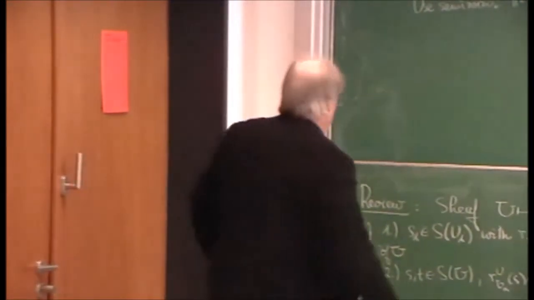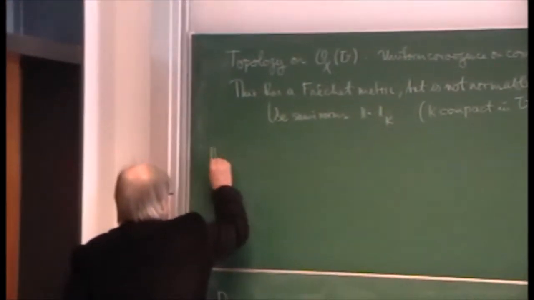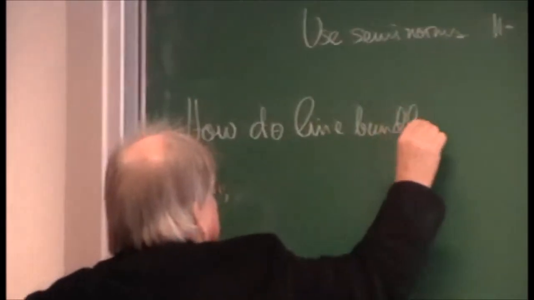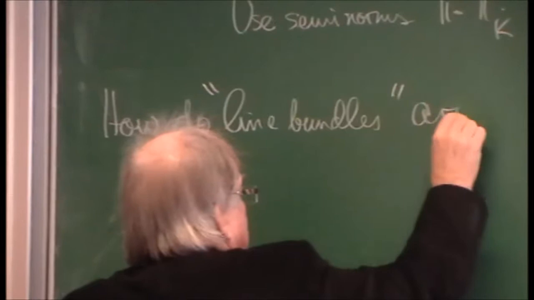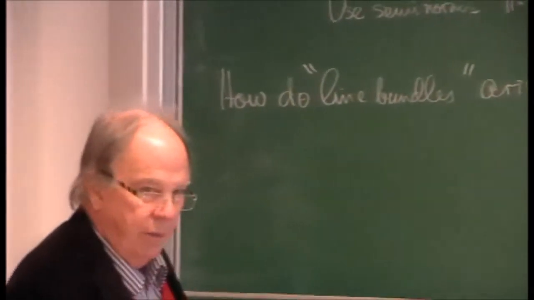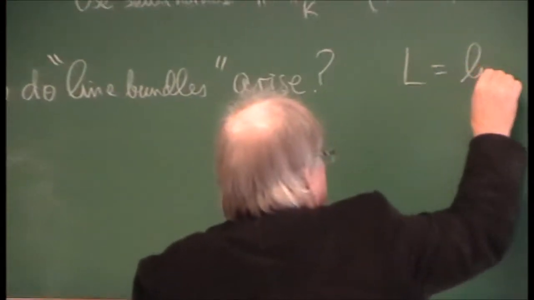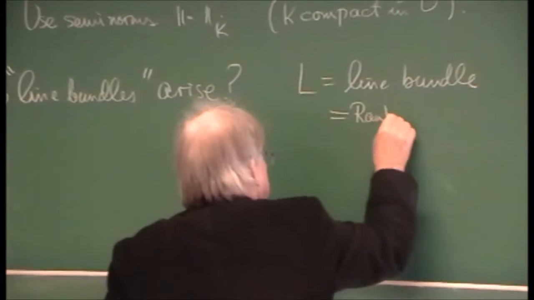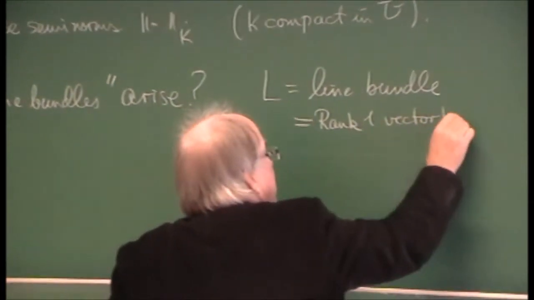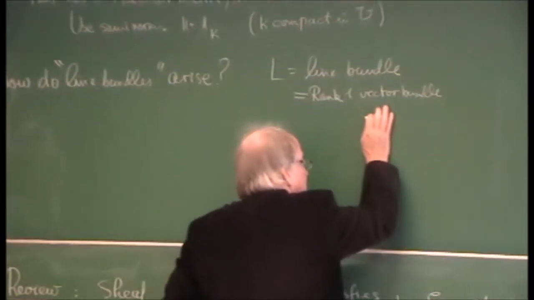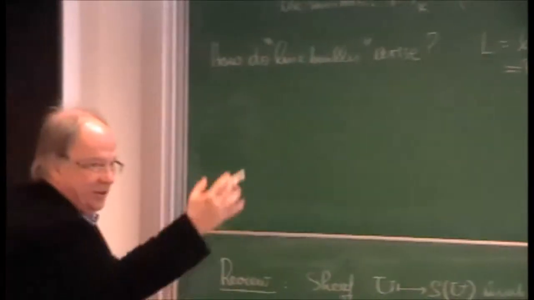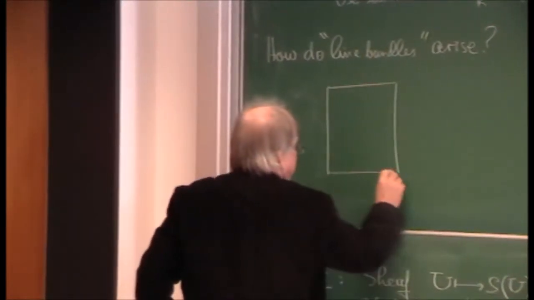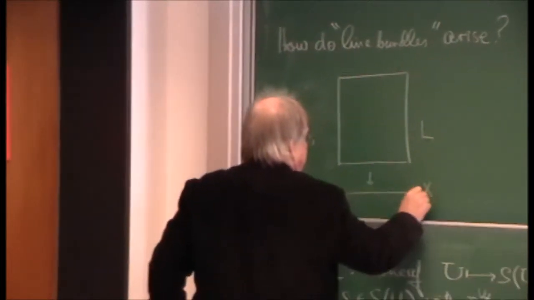Okay, so now, how do line bundles arise? I didn't say what a line bundle is. So L is a line bundle over X. It seems silly that after all this general stuff I talk about rank one vector bundles, line bundles, but I hope you understand where we are. We have a line bundle space L over X, a complex space or complex manifold for us.